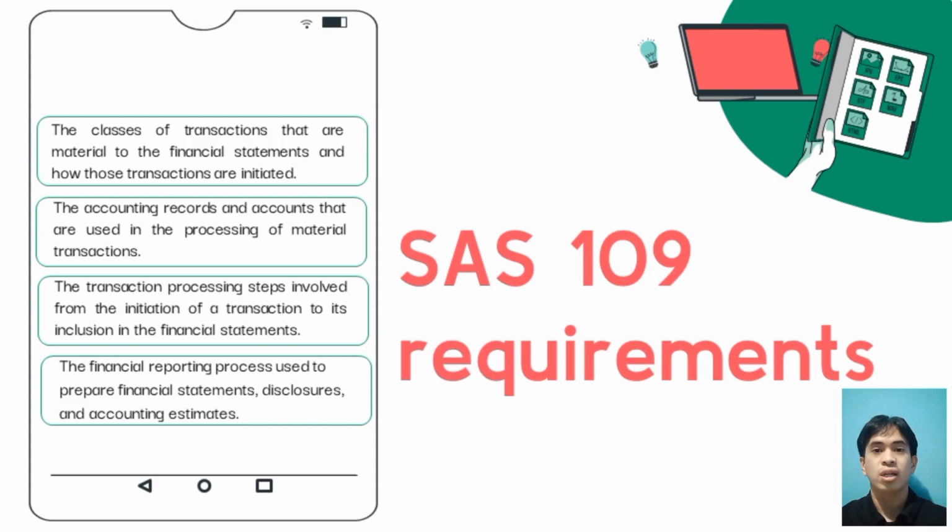SES 109 requires that auditors obtain sufficient knowledge of the organization's information system to understand first the classes of transactions that are material to the financial statements and how those transactions are initiated, the accounting records and accounts that are used in the processing of material transactions, the transaction processing steps involved from the initiation of the transaction to its inclusion in the financial statements, and lastly, the financial reporting process used to prepare financial statements, disclosures, and accounting estimates.